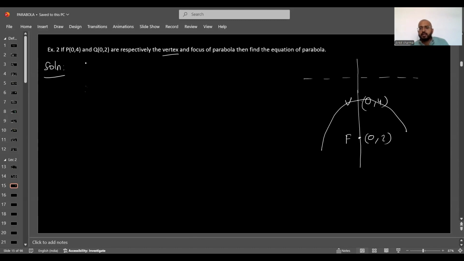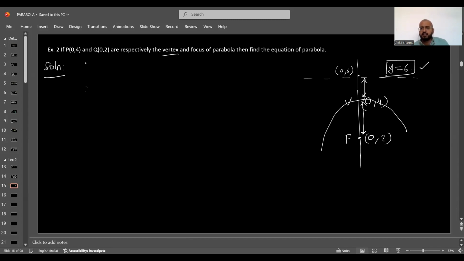So this distance I know. How much is this? 2. So if this is 2, then this also should be 2, as we have seen, because the vertex is the midpoint. So this distance must be 2. If this is 2, then this point should be what? (0, 6). That means I know the directrix is y equals 6. So y equals 6 is the directrix for this parabola.